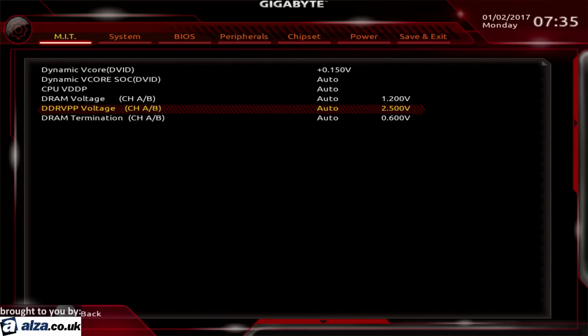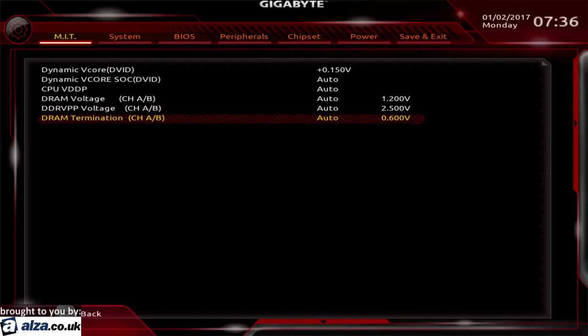Then there is DDR VPP voltage. This sits at 2.5 volts on auto. That's where it's supposed to be. Generally speaking, tweaking this one doesn't do anything, but in some cases it might help to bump it up to 2.6 or 2.65, and you don't really want to go in excess of that. But generally it really doesn't help. So I personally don't touch that voltage at all, because I've never actually seen it help me. I have heard other people say they tweaked it and it improved stability, but I've never run into that situation yet.